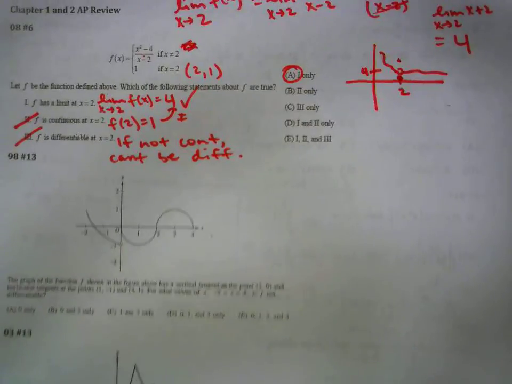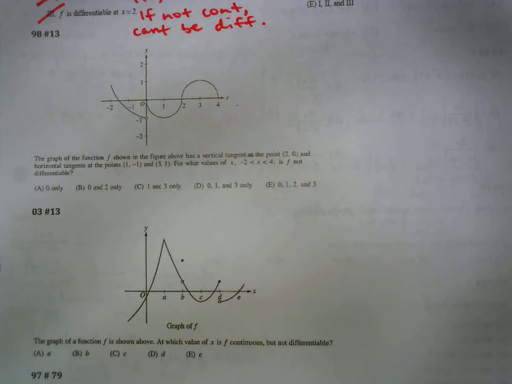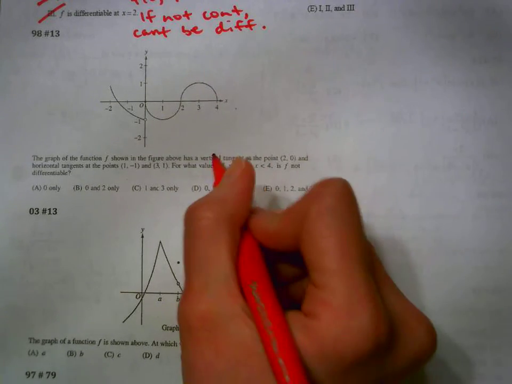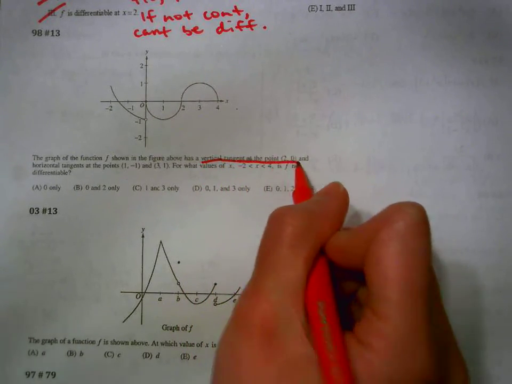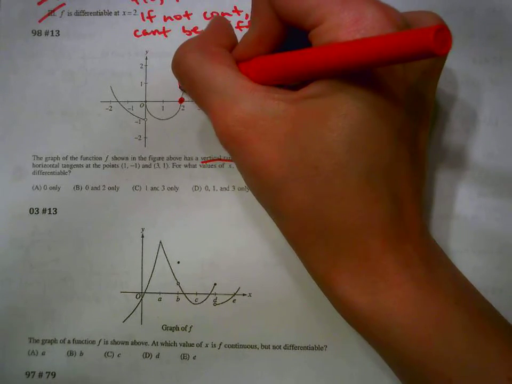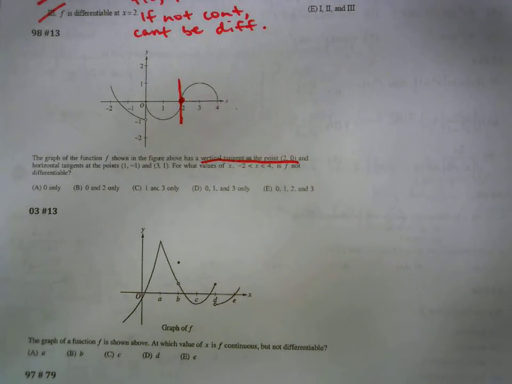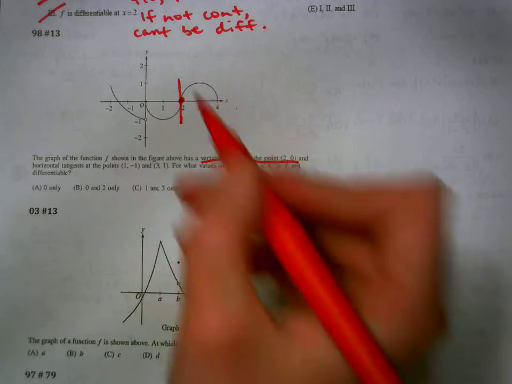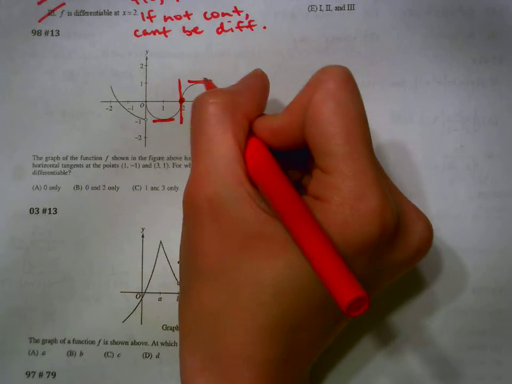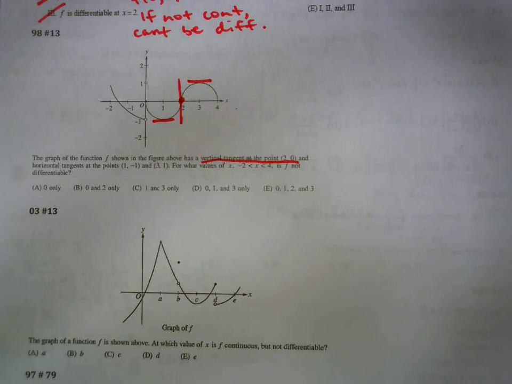So the next one says the graph of the function f shown in the figure above has a vertical tangent line at the point (2, 0). So that's going to probably be important. That's talking about right here. You can see you would draw a vertical tangent line because it switches concavity. And a horizontal tangent at the points (1, -1) and (3, 1), which we know the slope there is 0.